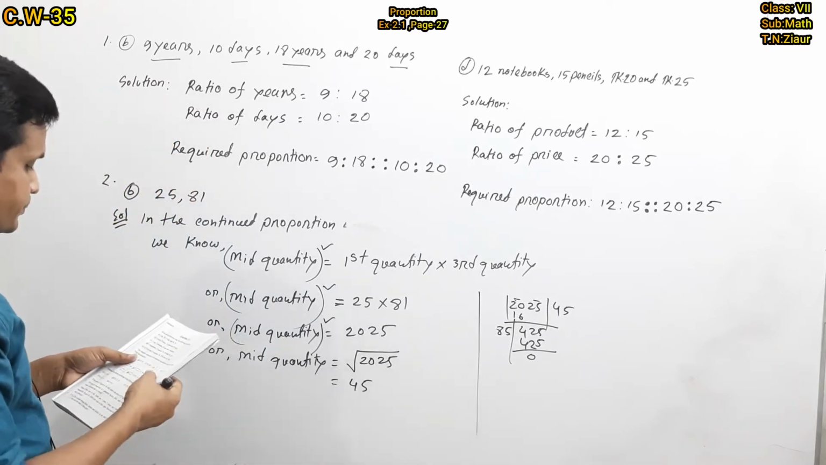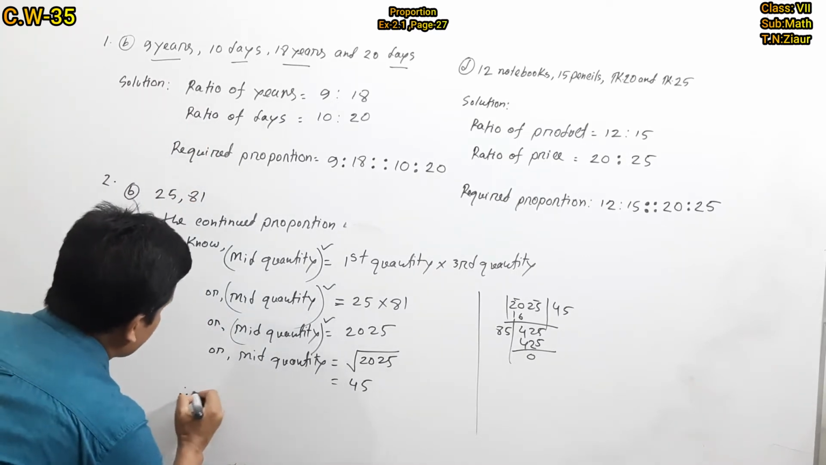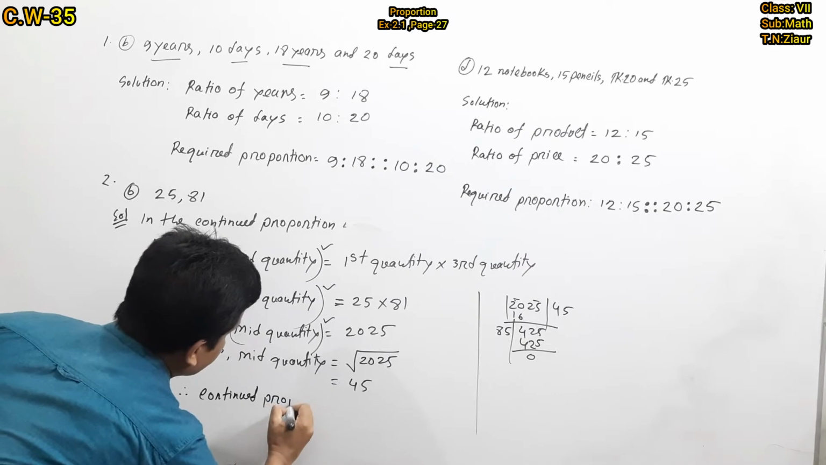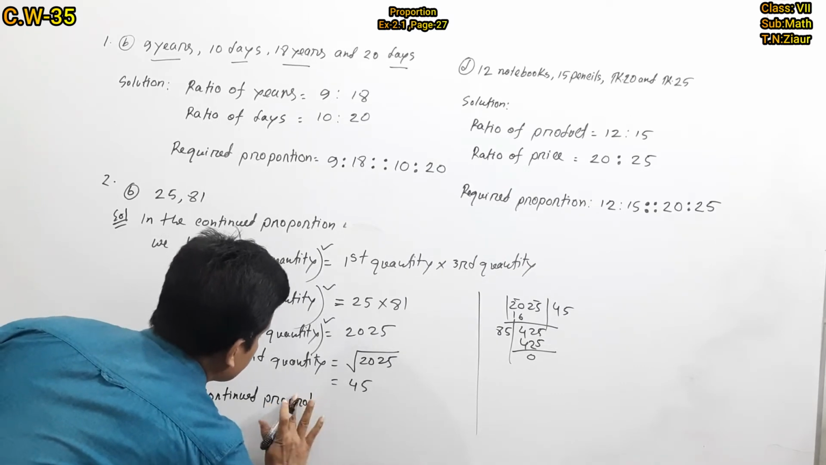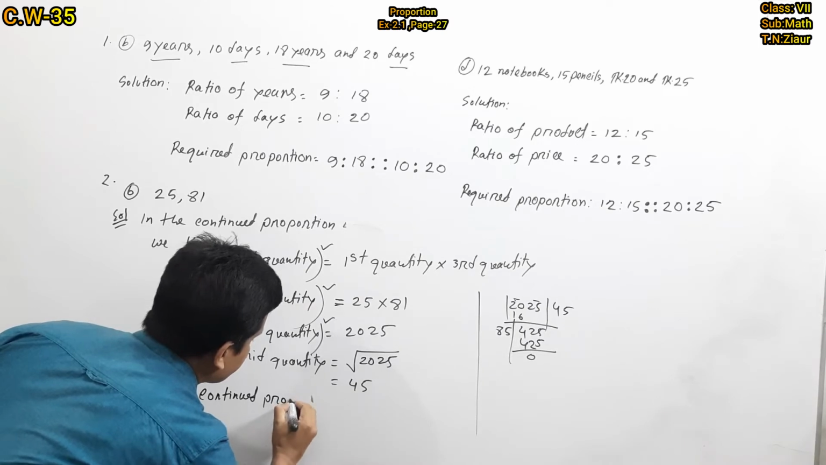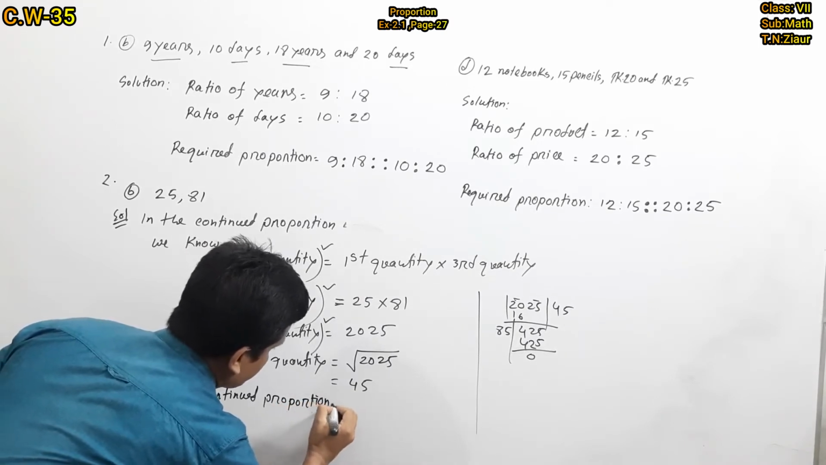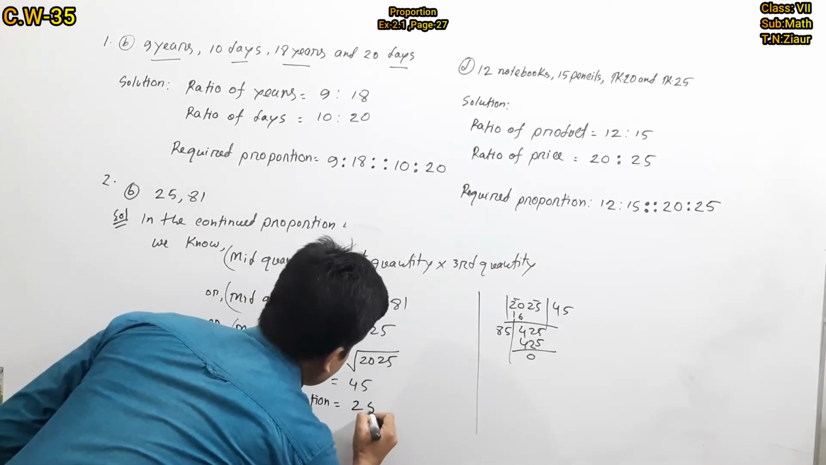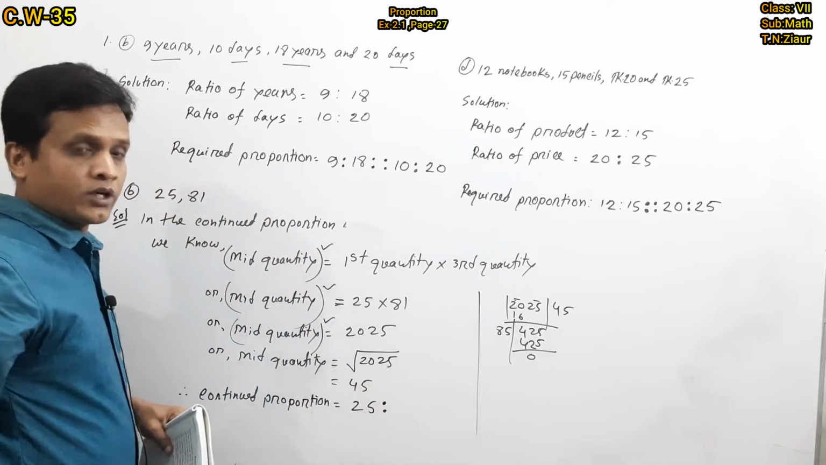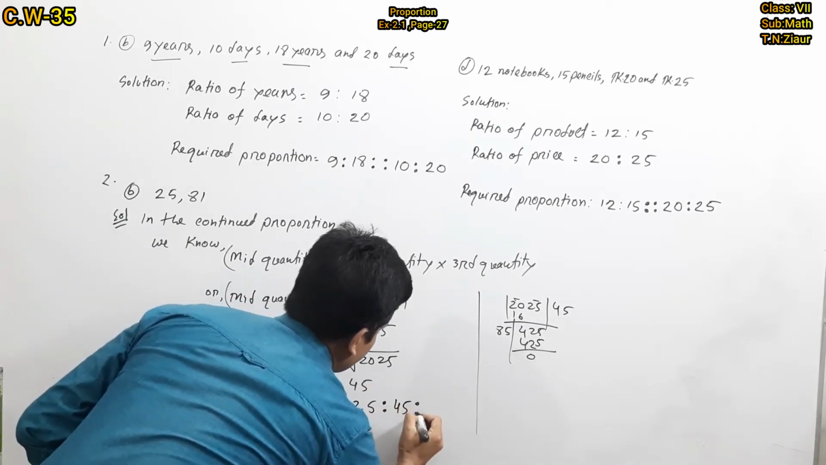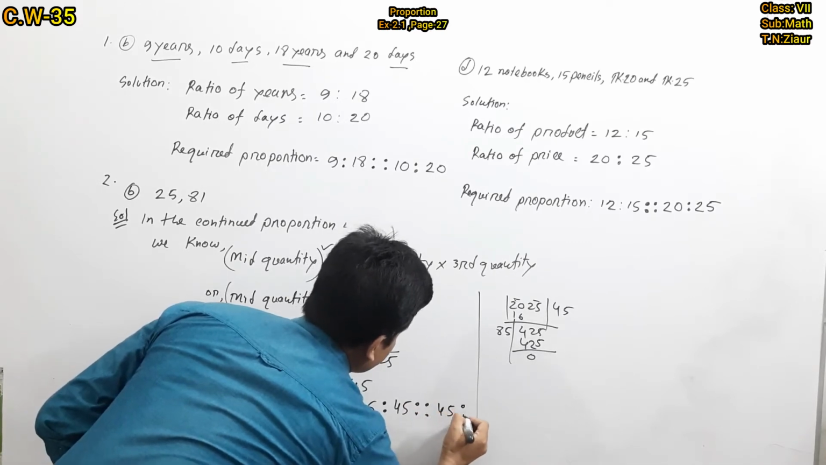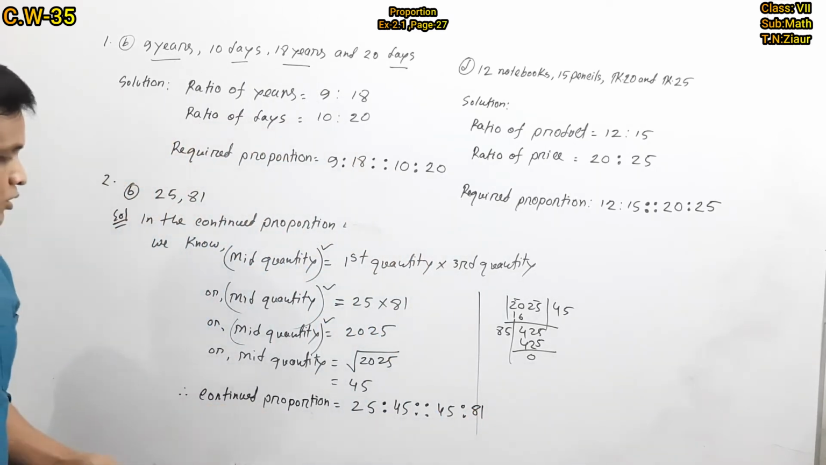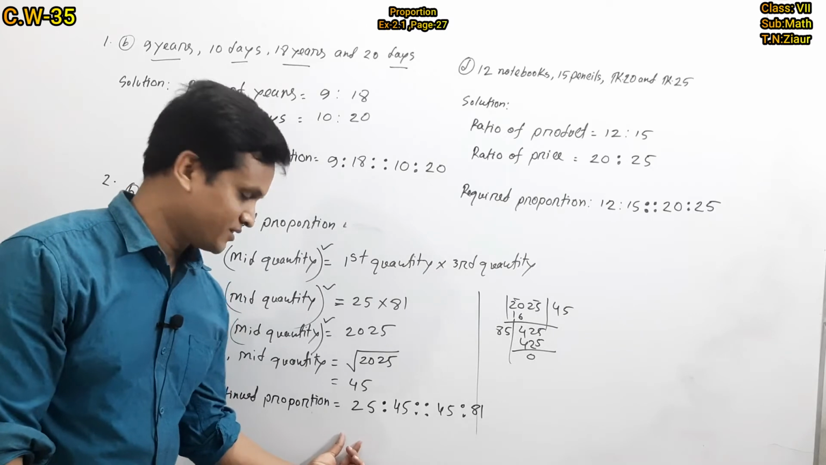Now we will write the continued proportion, how to write? Continued proportion equal to, so here is the first quantity, which one? 25 is to second quantity, the mid quantity 45, then proportion, then 45 again, then this one is the third quantity, 81. This one is called continued proportion. Okay students, have you understood? I hope you understood this one.